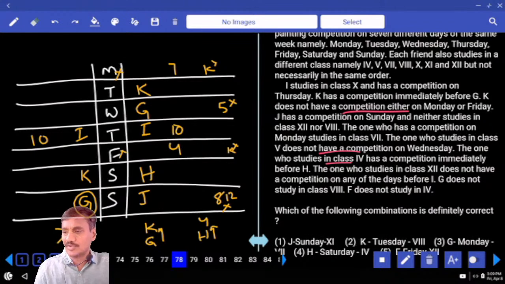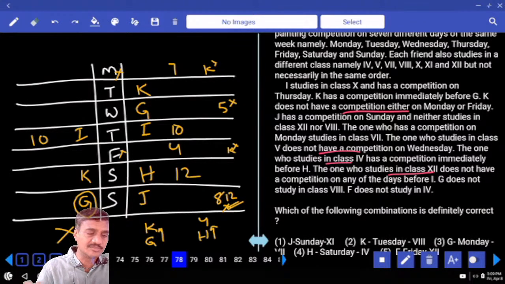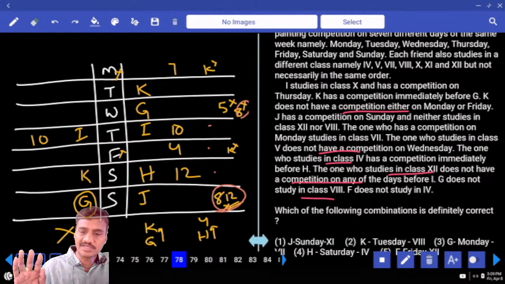Next, the one who studies class 12 does not have a competition on any of the days before I. Class 12 is after I. As class 12 is after I, 12 cannot be on Sunday, hence 12 must be H. And G does not study in class 8, so 8 cannot be here. If you observe, 8 cannot be on Sunday and 8 cannot be on Wednesday. Thursday, Friday and Saturday are also ruled out.